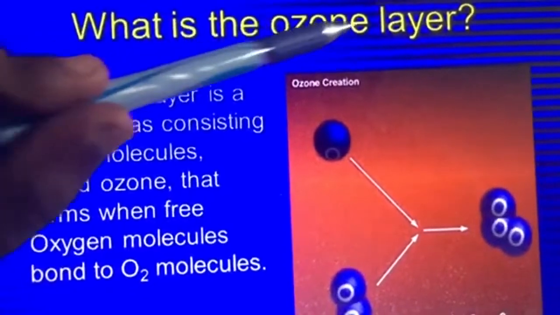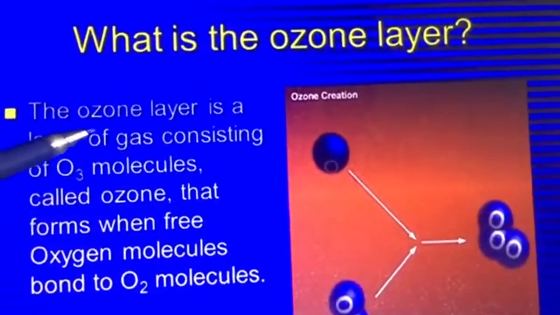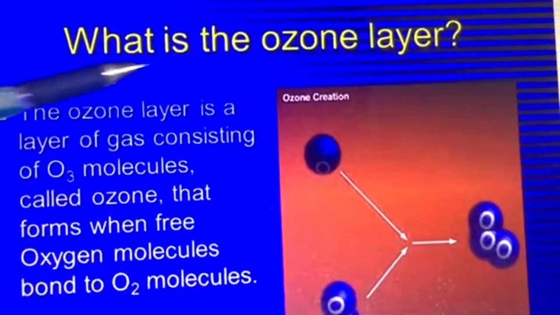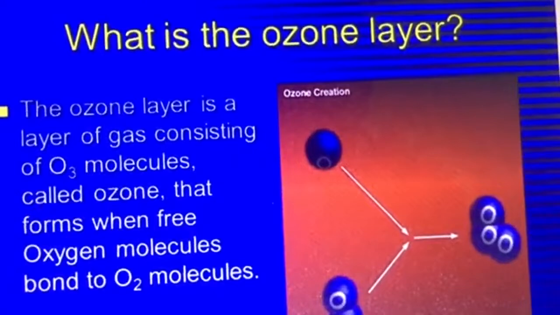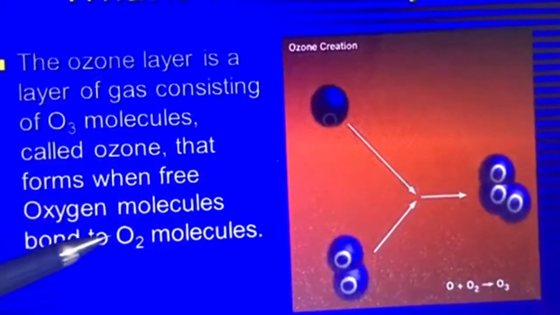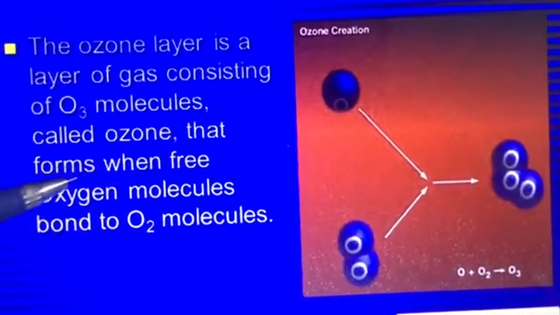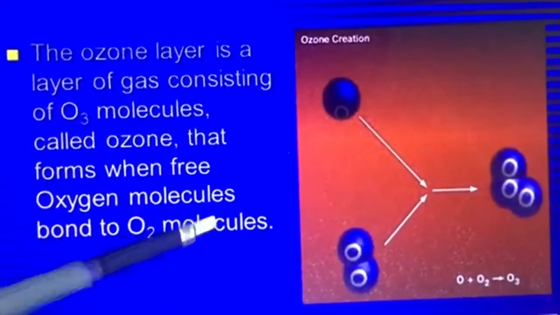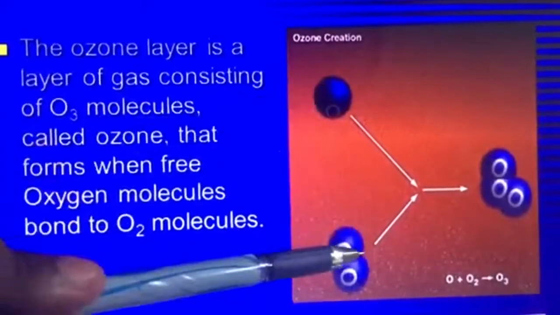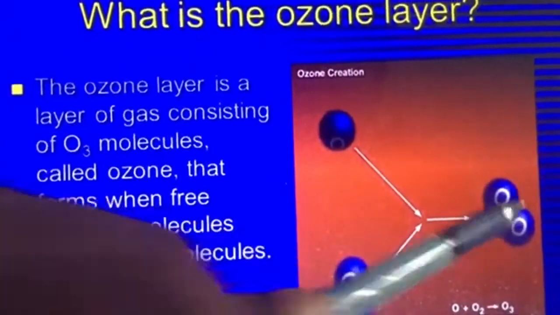Next, the ozone layer. What is the ozone layer? The ozone layer is a layer of gas consisting of O3 molecules, called ozone. Ozone is a gas present in the atmosphere that forms when free oxygen atoms bond with oxygen molecules. Here one oxygen atom is connected to the two oxygen atoms of an oxygen molecule, 2 plus 1 is 3. The molecular formula of ozone is O3. Here 3 oxygen atoms are there.